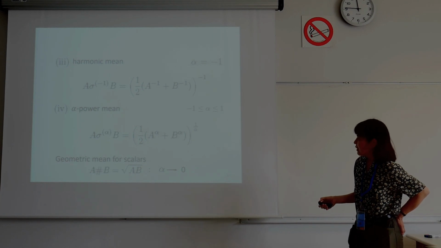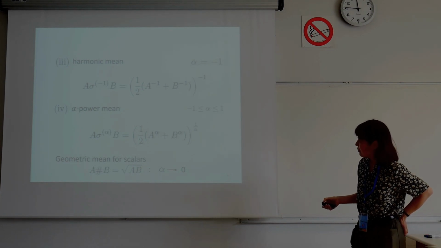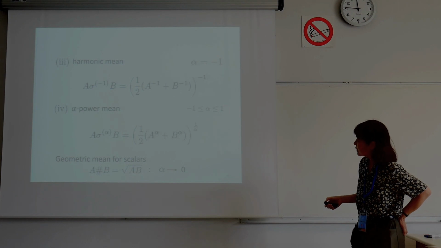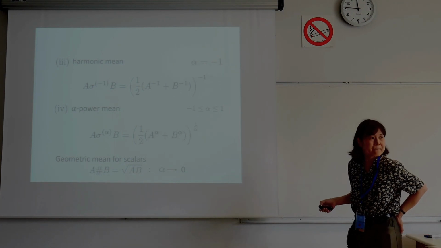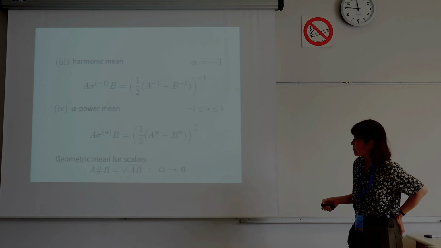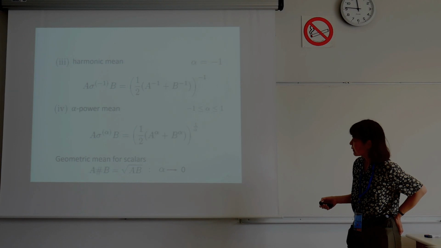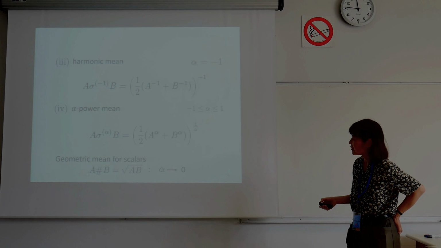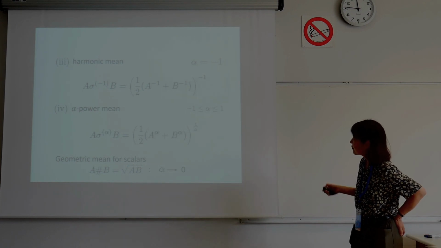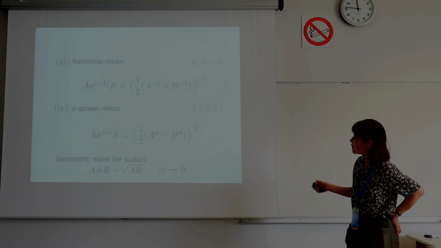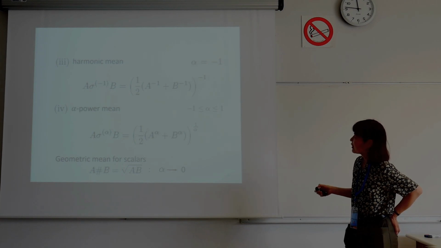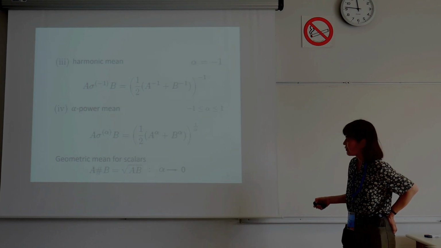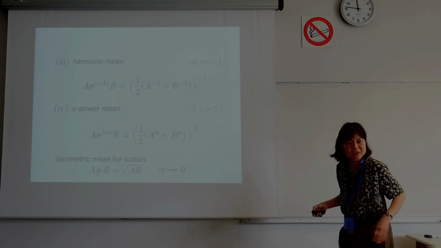The geometric mean for scalars is the root of A times B. But what does it mean for matrices? Because the product AB is not symmetric. This case is for scalars. Here A and B are matrices. These are scalars.